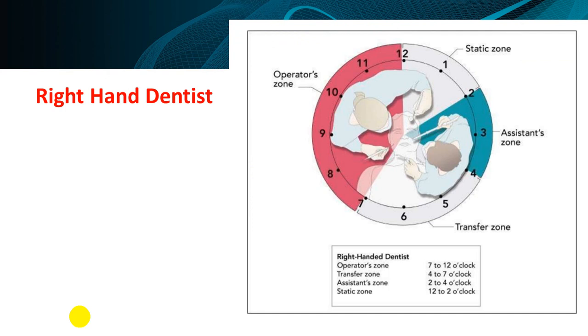For the training, as we said, the operator and the assistant will have a certain sitting. For a right-handed dentist, different from the left-handed dentist, we've got an operator zone, an assistant zone, and a static zone. And here is the transfer zone.